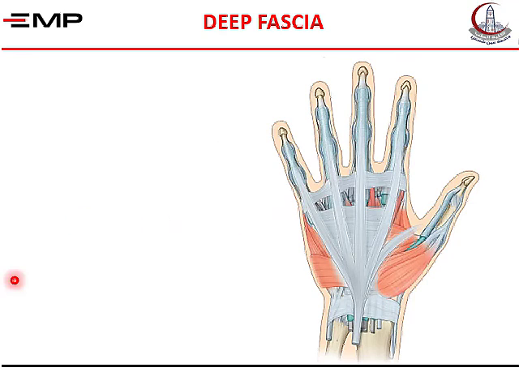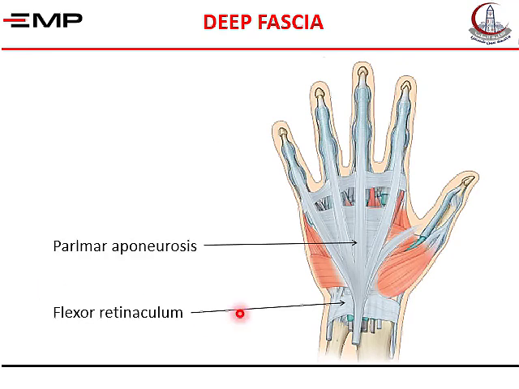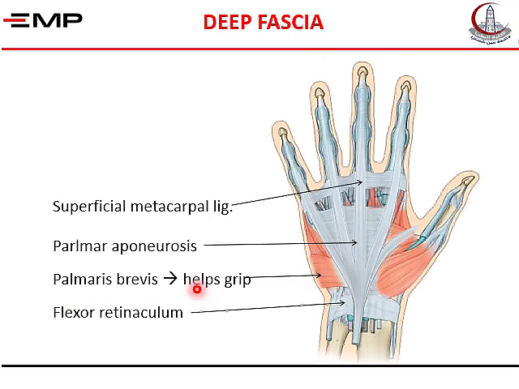The deep fascia makes many thickenings. It makes the flexor retinaculum, which we have studied already. It makes the palmar aponeurosis, this triangular fascia, which contains the palmaris brevis muscle, a muscle in the superficial fascia that helps the grip. It contains the superficial transverse metacarpal ligament, and it is thickened in the fingers to form the fibrous flexor sheaths, which protect the flexor tendons on their way to their insertion.